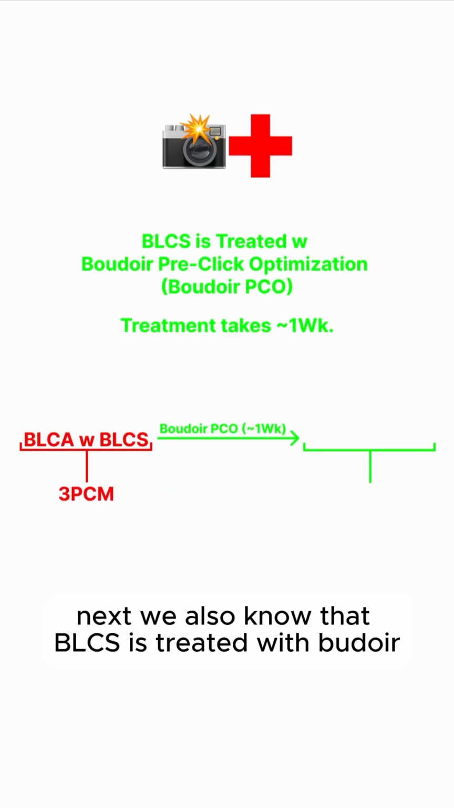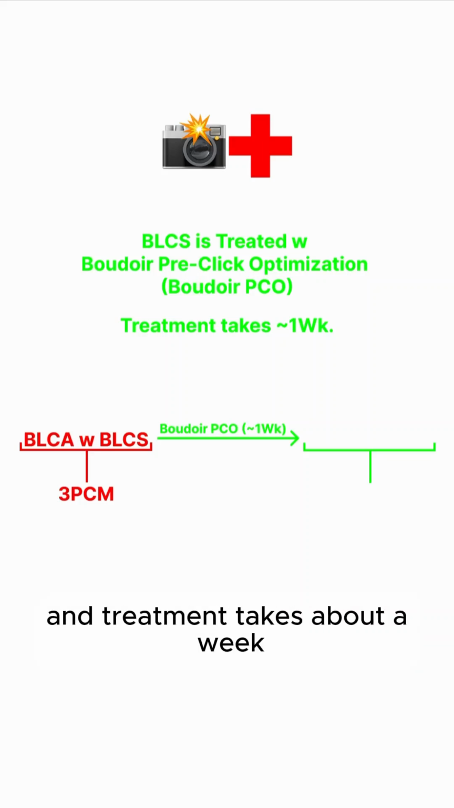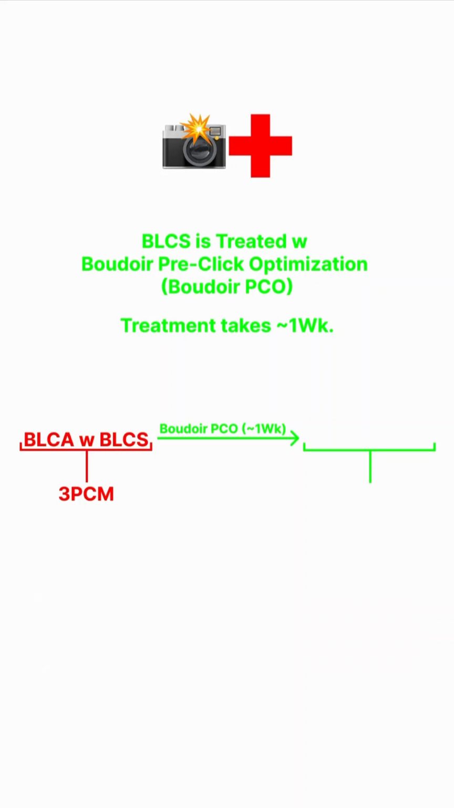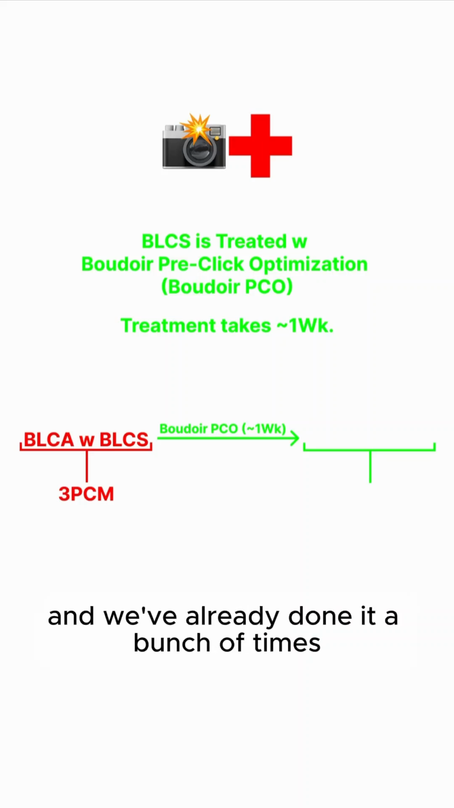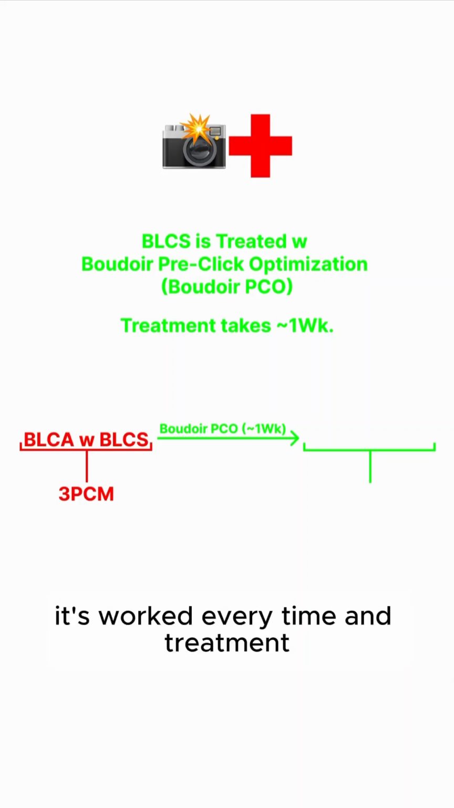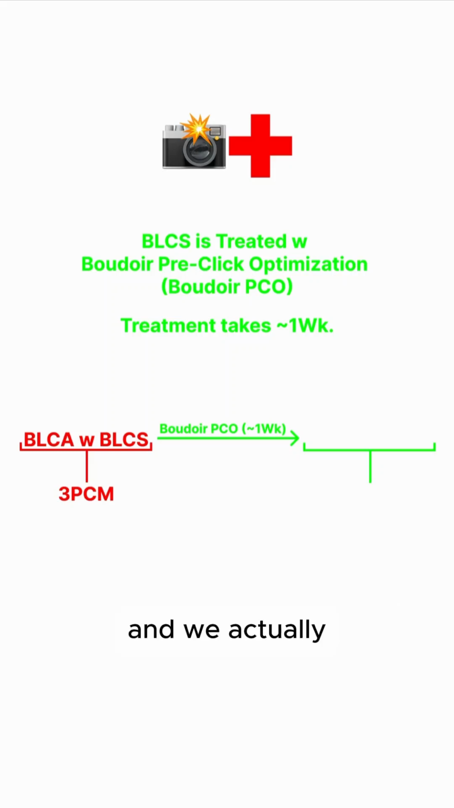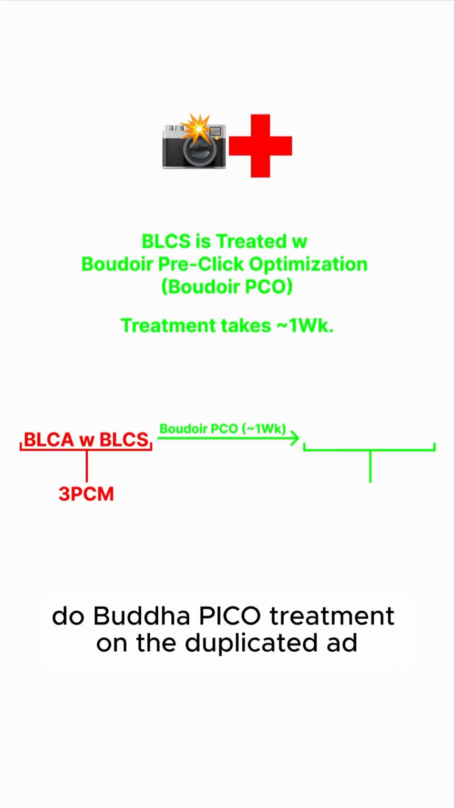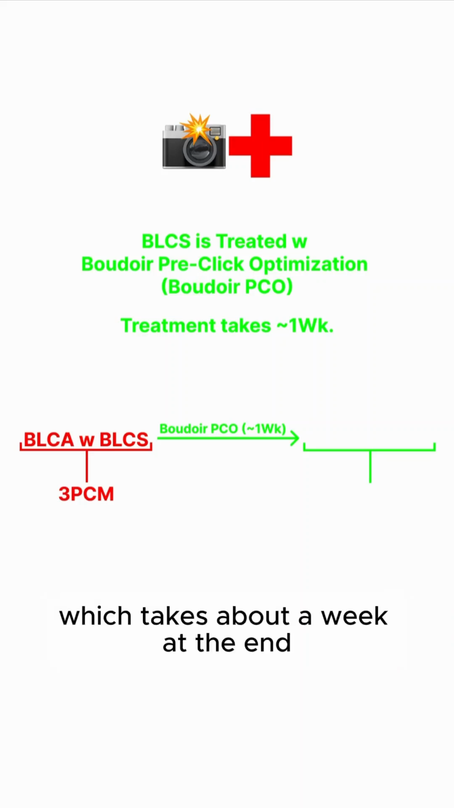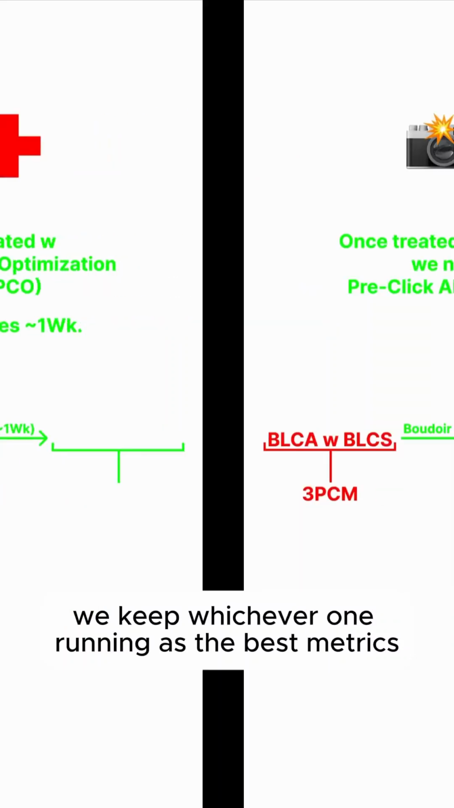Next, we also know that BLCS is treated with Boudoir pre-click optimization, aka Boudoir Pico, and treatment takes about a week. And we know this because we invented it and we've already done it a bunch of times. It's worked every time. The way treatment works is we duplicate the current Boudoir Facebook ad, and we leave the original and we do Boudoir Pico treatment on the duplicated ad, which takes about a week. At the end, we keep whichever one is running the best metrics.